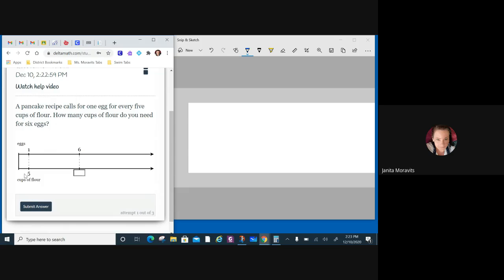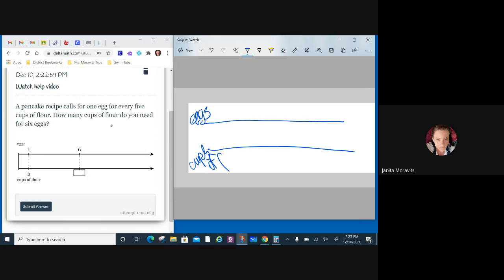A pancake recipe calls for 1 egg for every 5 cups of flour. How many cups of flour do you need for 6 eggs? All right, well, we have our little line here. This is eggs. This is cups of flour. So for every 1 egg, we have 5 cups of flour. And we want to know if we have 6 eggs, how many cups of flour do we have?